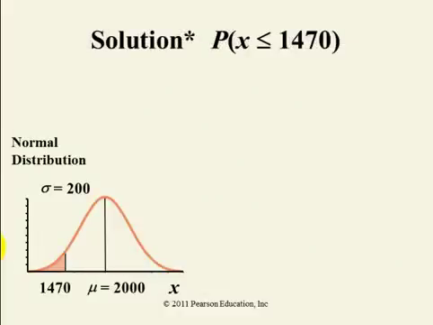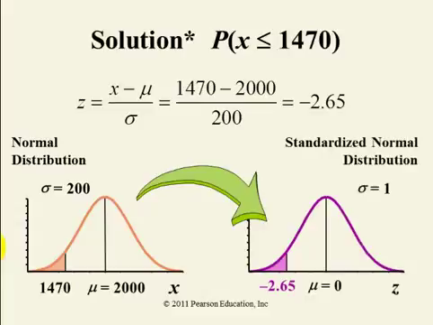What's the probability that the light bulb burns out before 1,470 hours? Well, we do the math. We transform 1,470 to its standardized normal counterpart. We get minus 2.65. Well, that's the same as 2.65. And then we subtract this 0.4960 from a half, and that leaves this little area here. It's exaggerated, by the way. And that little area there is 0.004. So 0.4%, a very small percent.